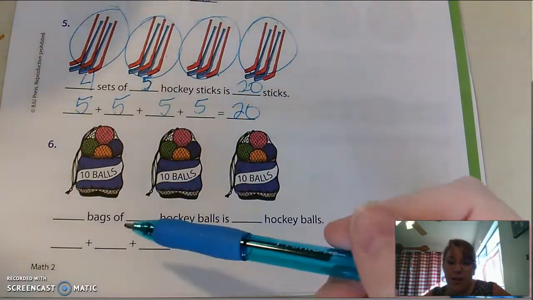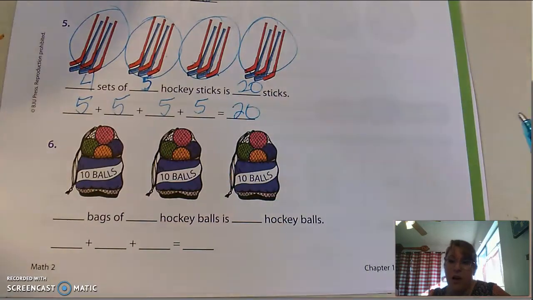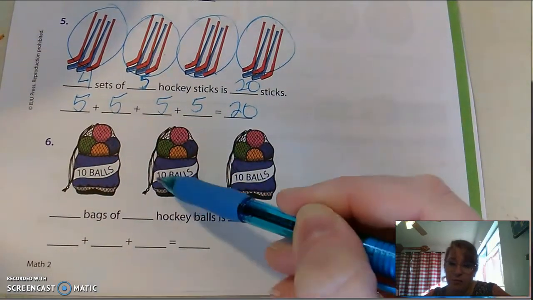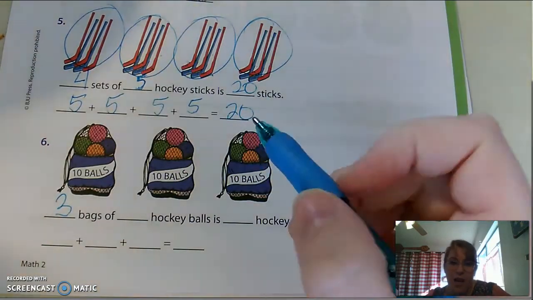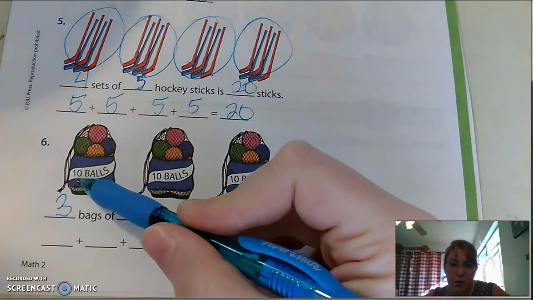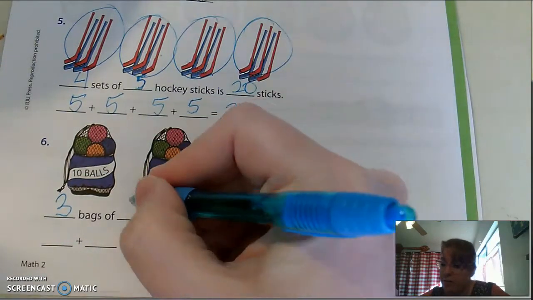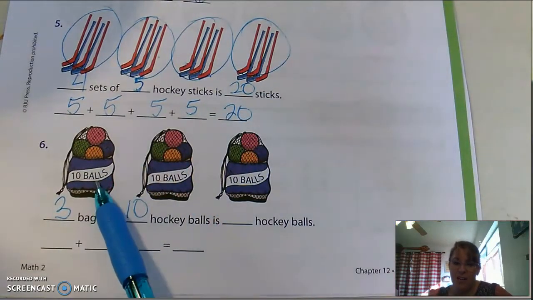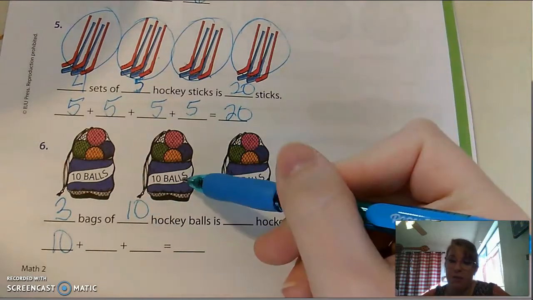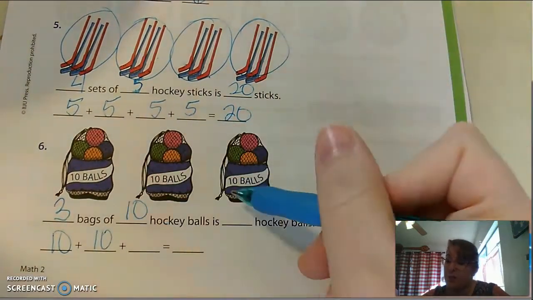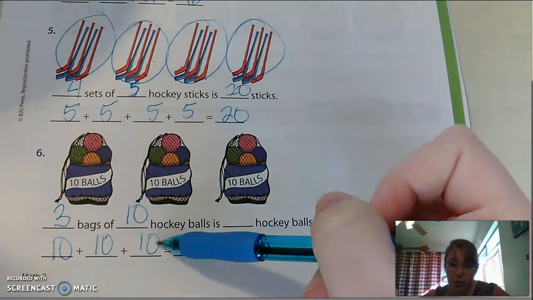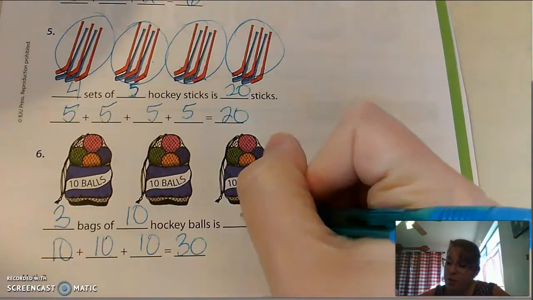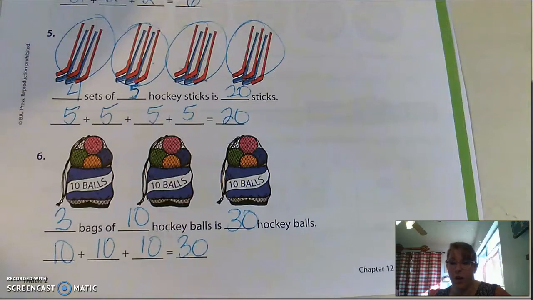Okay. Blank bags of hockey balls is how many hockey balls? How many bags do I have here? I have 3 bags. And how many balls are in each bag? Good, 10 balls. So if I have 10 here, plus another 10, plus another 10, 10, 20, 30. So 3 bags of 10 hockey balls is 30 hockey balls. Okay, let's flip it over to the back.